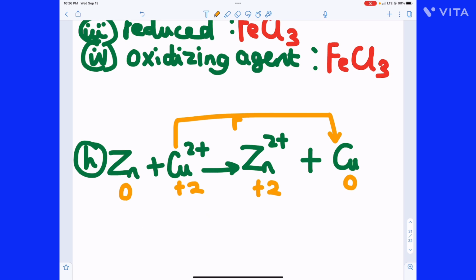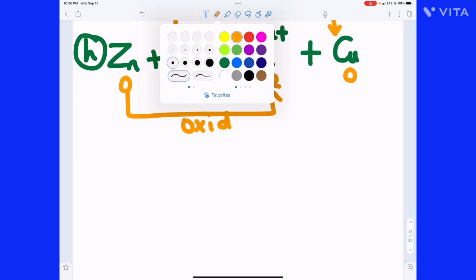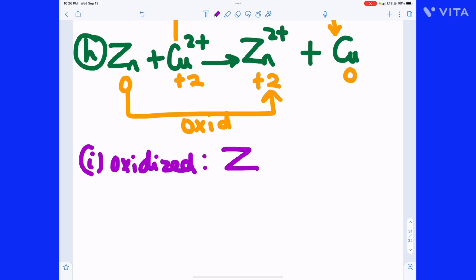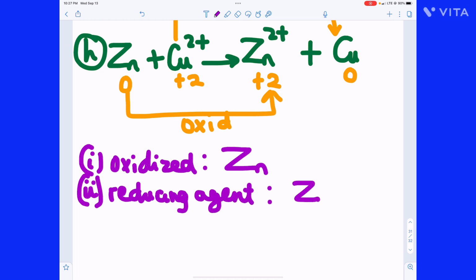Let me try and write this so it does not look like it's standing on zinc. Okay, then oxidation took place with zinc. This is oxidation. So let's pick now. What substance is oxidized? The substance oxidized is zinc. What is the reducing agent? The reducing agent is the substance that gets oxidized. So the reducing agent is also zinc.